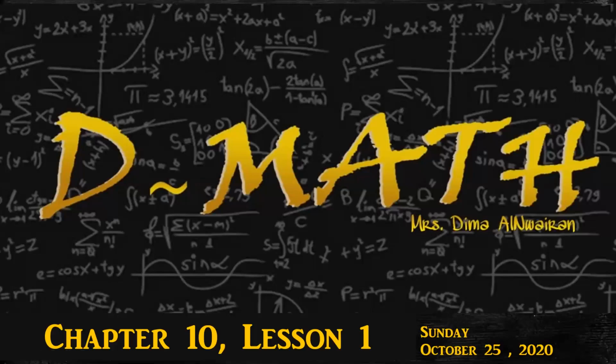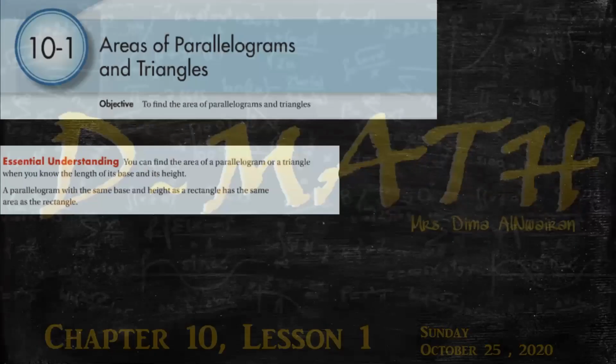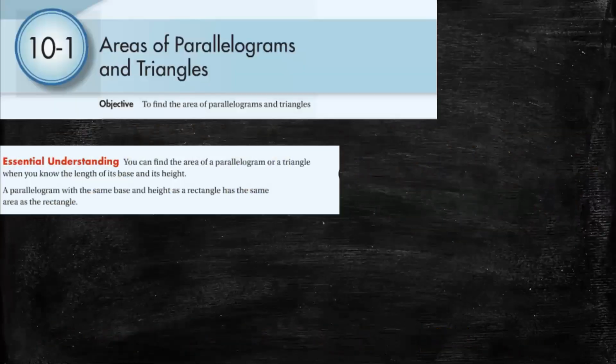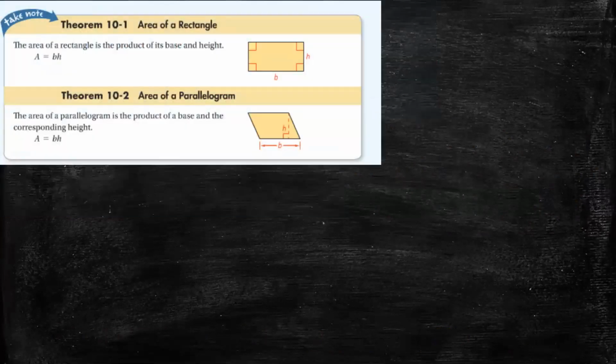Yesterday, we started with chapter 10, lesson 1. We talked that we have to learn how to find the area of parallelograms and triangles. And we said that the area of the rectangle is the product of base times the height. If you cut a triangle from the rectangle and move it to the other side, you will make a parallelogram. Because of that, the area of the rectangle is the same as the area of the parallelogram, which is the product of the base times the height, b times h.